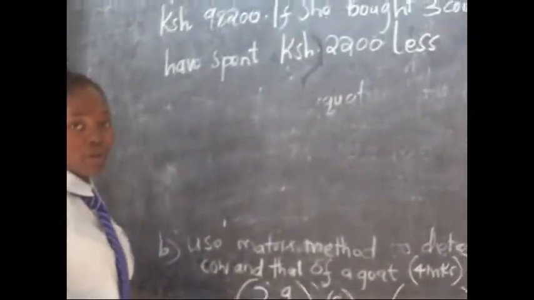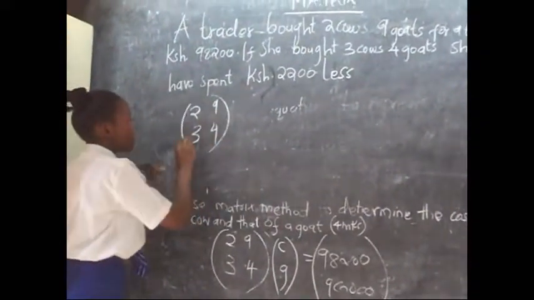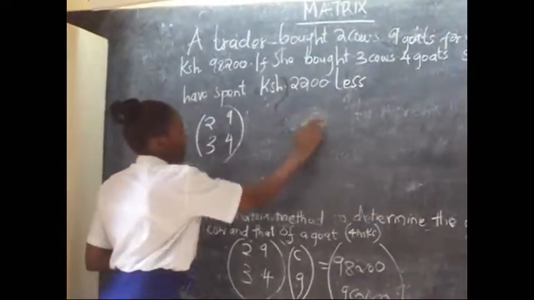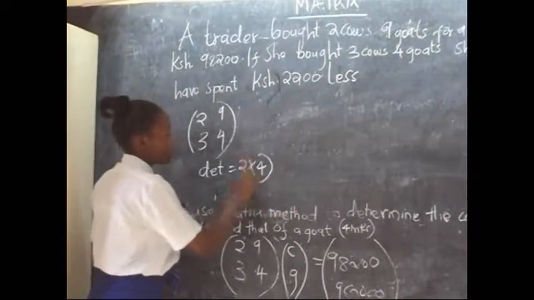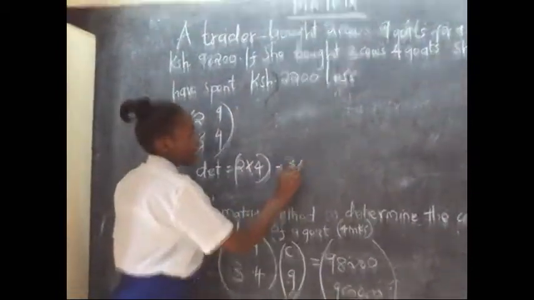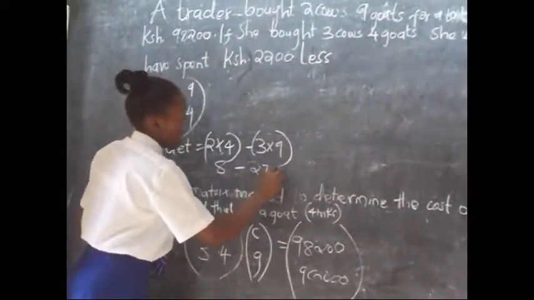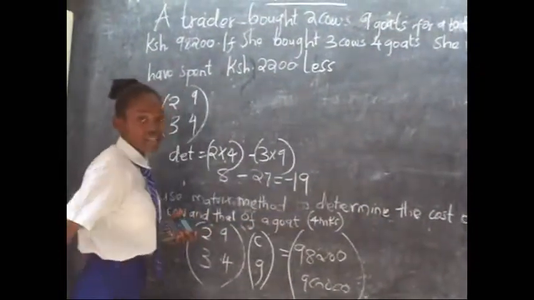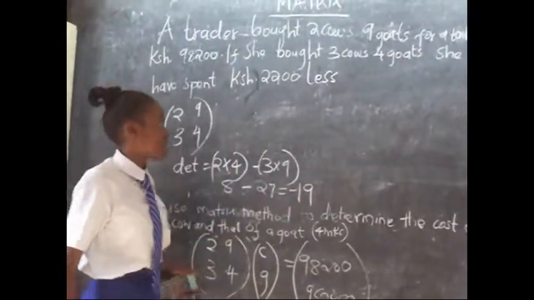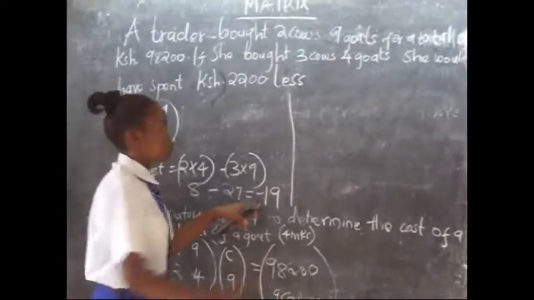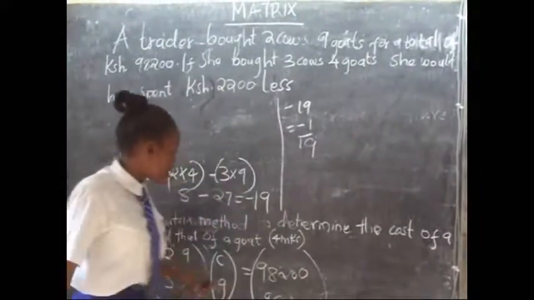After this, you are going to find the reciprocal of this matrix, 2, 3, 9, 4. Before finding the reciprocal, we're going to have the determinant. H is equal to 2 times 4 minus 3 times 9. This is 8 minus 27. Answer is going to be negative 19. After finding this, you're going to find the inverse of negative 19, whereby the inverse is going to be negative 1 over 19.